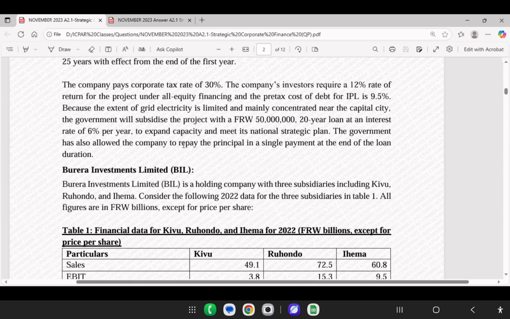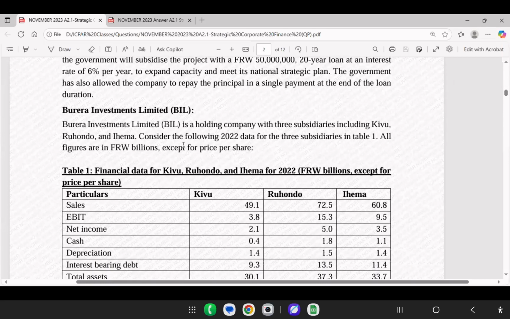Burera Investment Limited is a holding company with 3 subsidiaries including Kivu, Ruhondo, and Ihema. Consider the following 2022 data for the 3 subsidiaries in table 1. All figures are in Rwandan francs billion except for the price per share. We are told that financial data for Kivu, Ruhondo, and Ihema for 2022, currency in billion Rwandan francs except for the price per share.